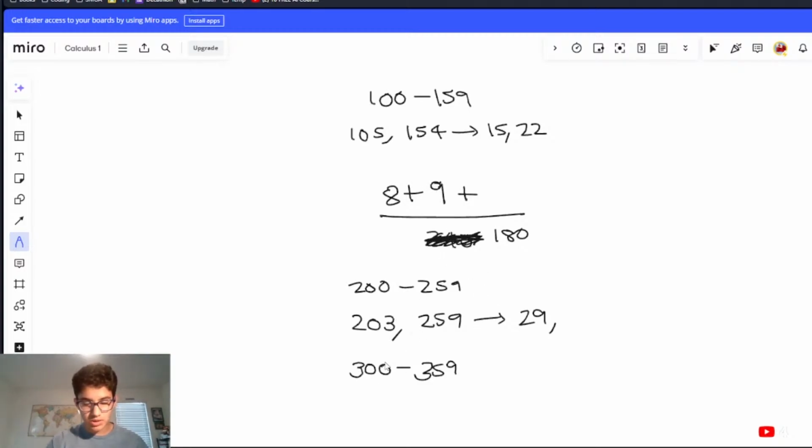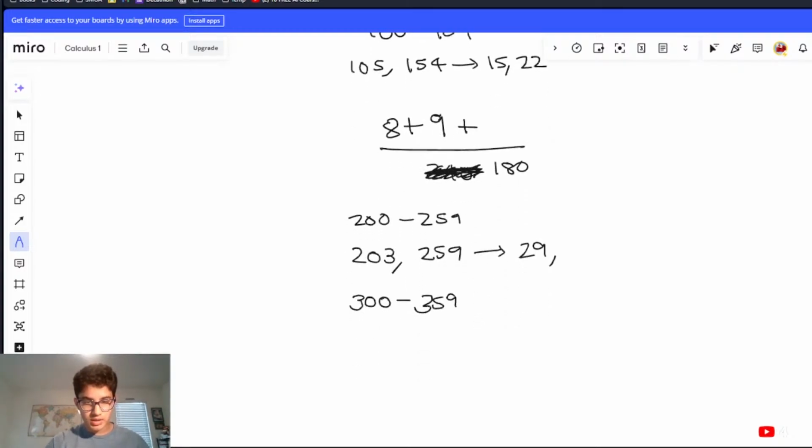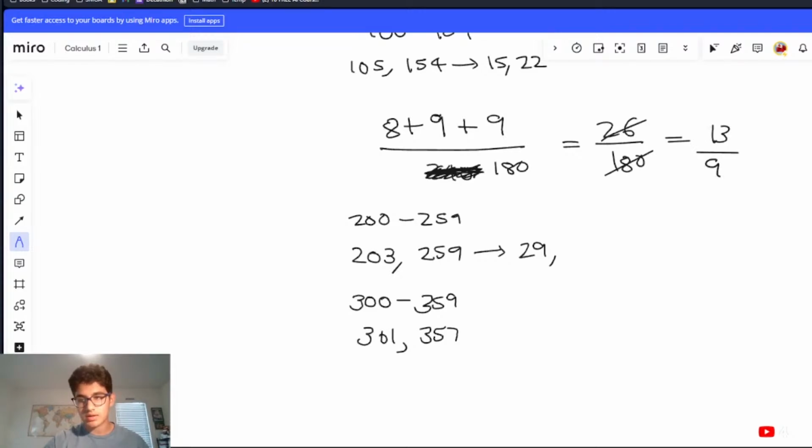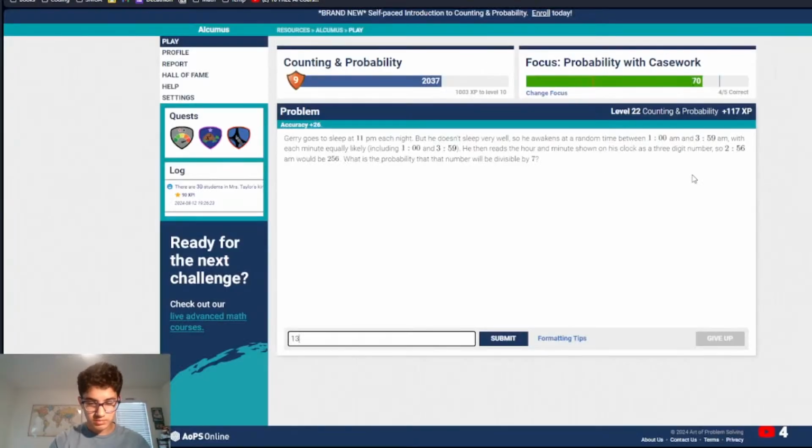This is the last one. So 301 is divisible. We know that. And then what's the next one? It'll be again 56 more than that. 357. So this is again 9. So it's 18 plus 8, which is 26 out of 180. Take out a 2 on both. This becomes 13 out of 90.